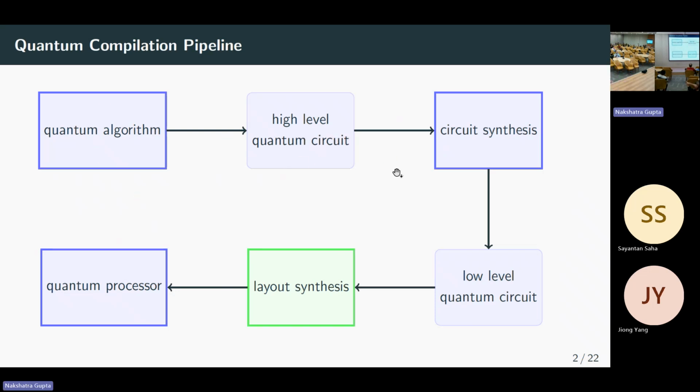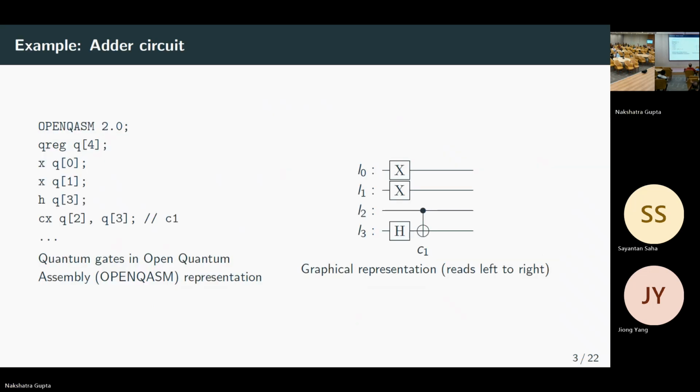Not every processor can take this high level circuit, so you need to do a circuit synthesis. Through circuit synthesis, you generate a low level quantum circuit. Finally, before you can execute on a processor, you need to do something called layout mapping, or layout synthesis. This is the same as circuit mapping. It has many names, and in this talk, we'll focus on layout synthesis.